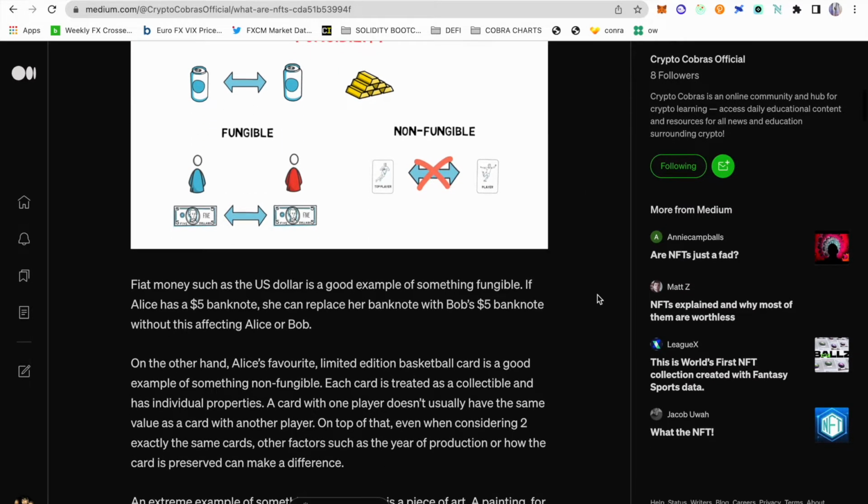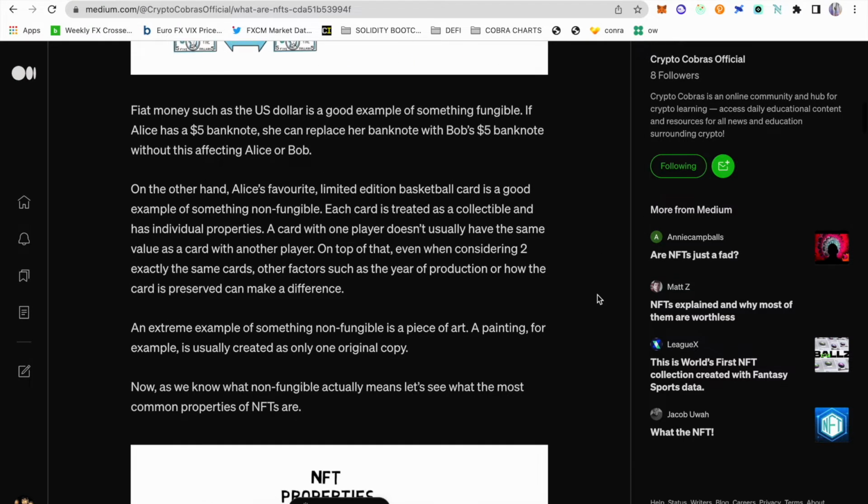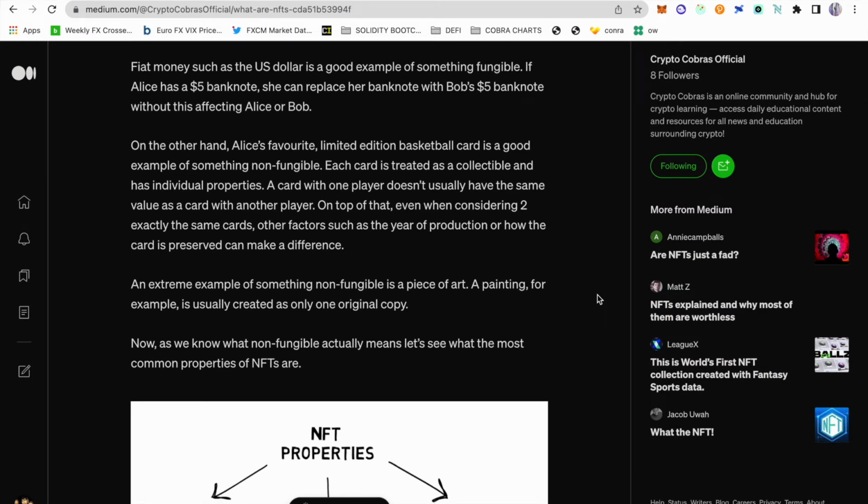Fiat money such as the US dollar is a good example of something fungible. If Alice has a banknote of $5, she can replace her banknote with Bob's $5 banknote without affecting Alice or Bob. On the other hand, Alice's favorite limited edition basketball card is a good example of something non-fungible.